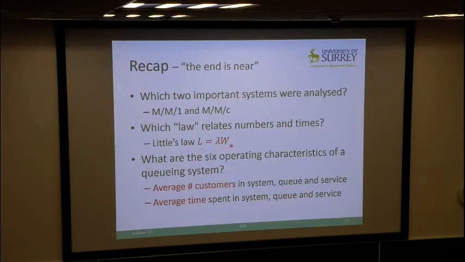And regardless of whether you have a single server or multiple servers, you always have this relationship. It holds for the whole system, or the queue, or the service, respectively. So you can calculate the average number of customers and also the average time. Those are the two important things we need to figure out for this problem: the average number of customers, and how long you wait for the service.